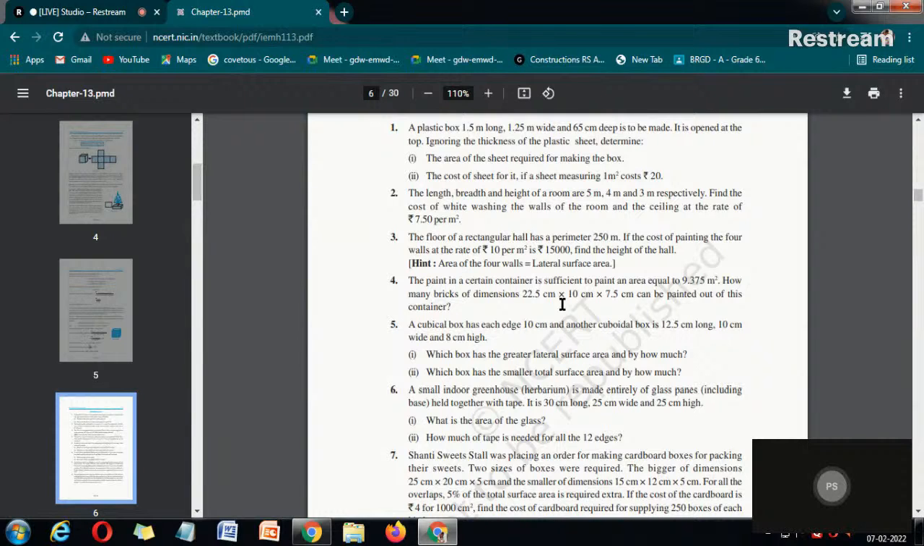What is the second question? The length, breadth, height of a room is 5 meter, 4 meter, 3 meter respectively. The length is 5 meter, breadth is 4 meter, and height is 3 meter. Find the cost of whitewashing the walls of the room and the ceiling at the rate of rupees 7.50 per meter square.